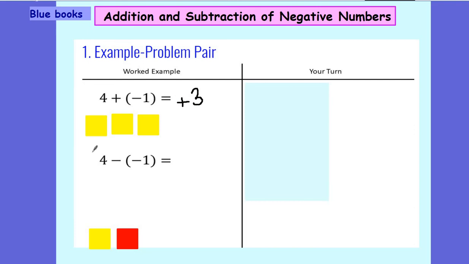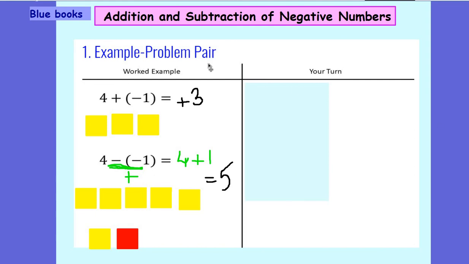For the one below, I need to notice I've got 2 negatives in a row, and that's going to become a positive. So now I've got 4 plus 1. And hopefully, we can model it. 1, 2, 3, 4 plus positive 1. Hopefully we'll all work that one out as just positive 5.